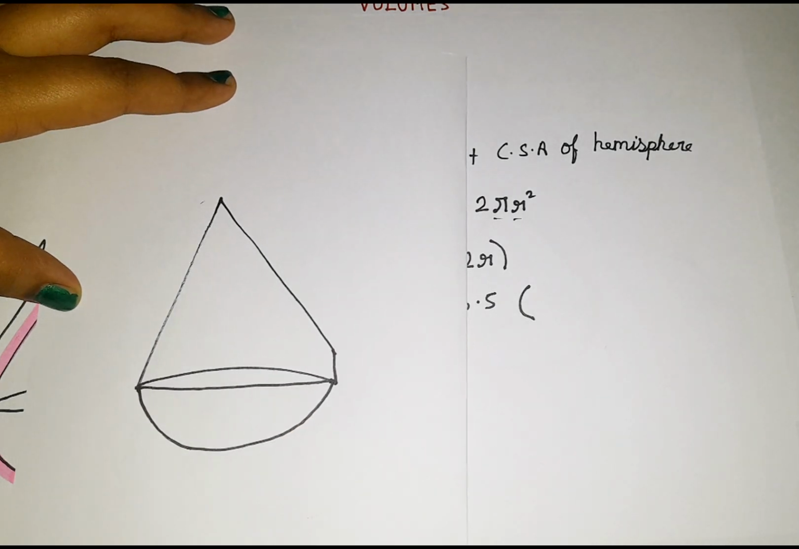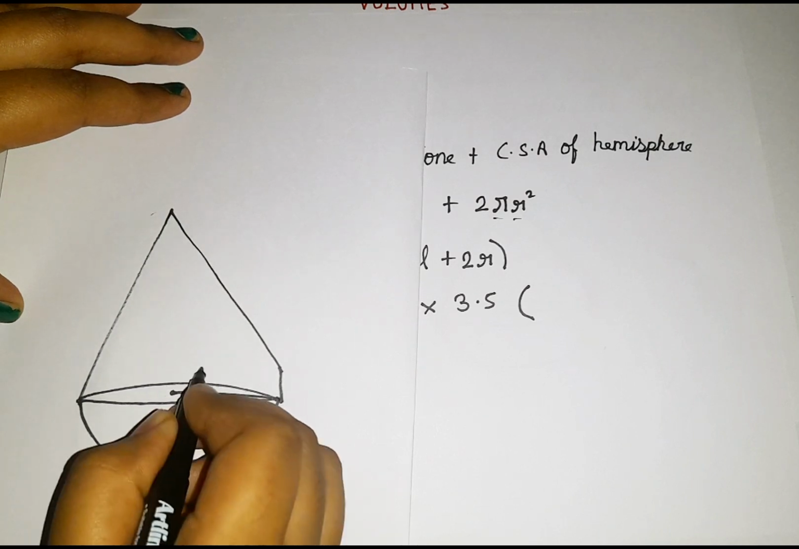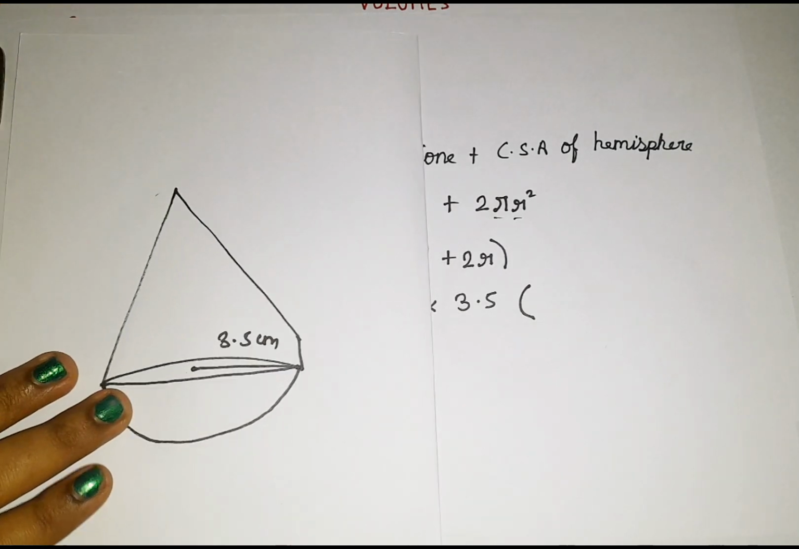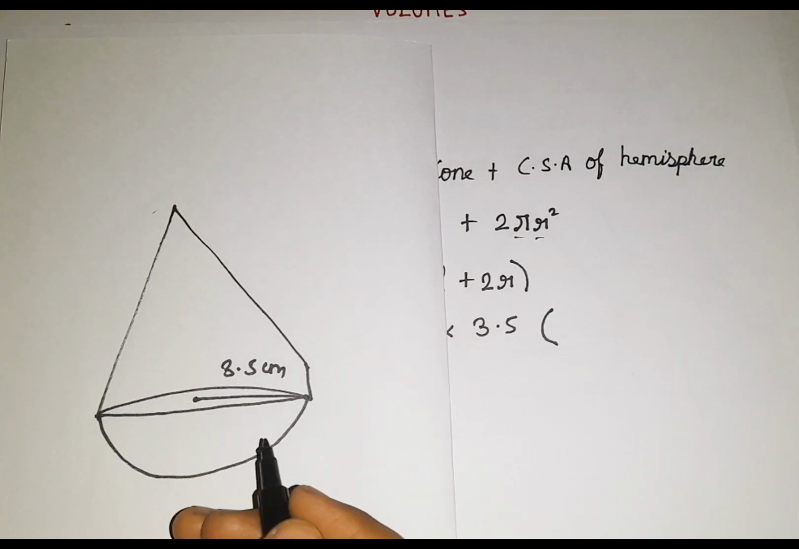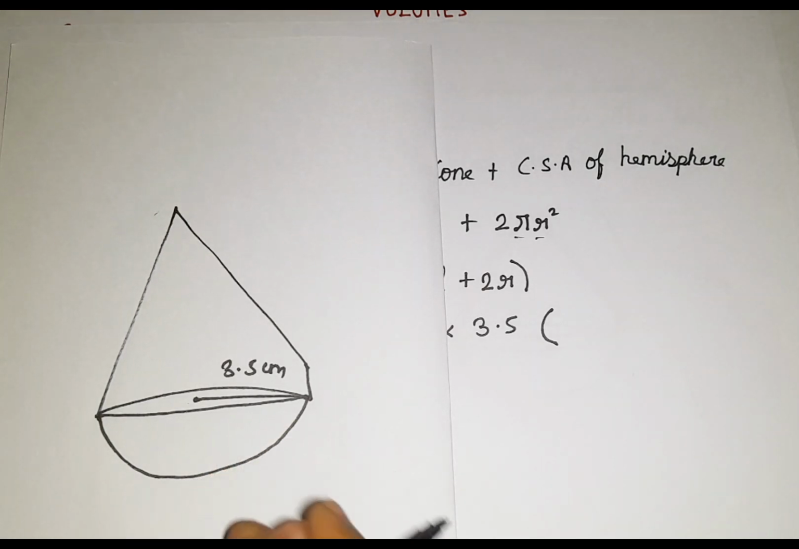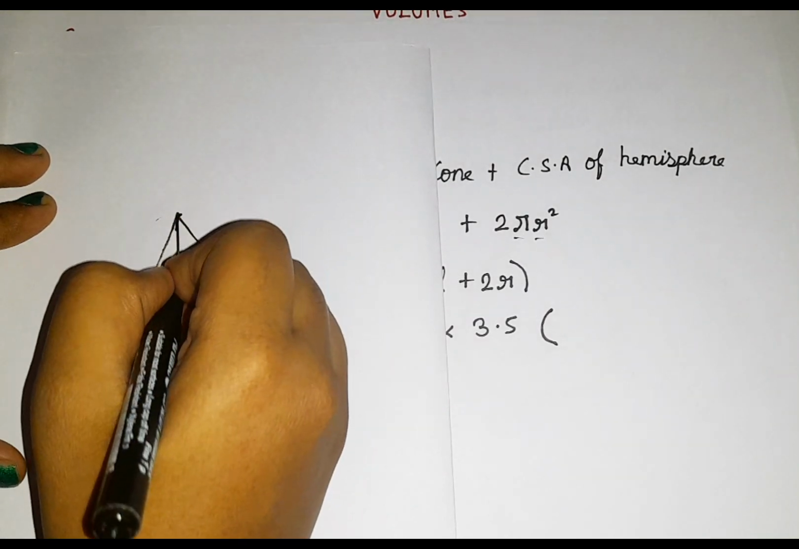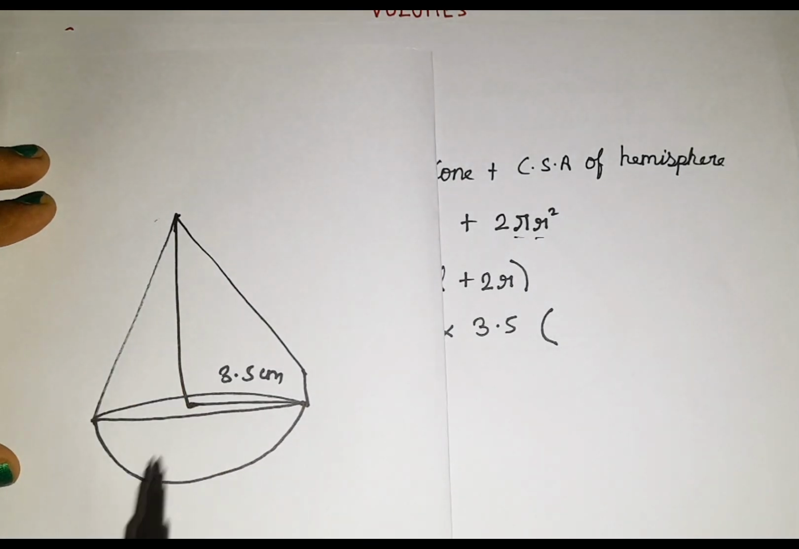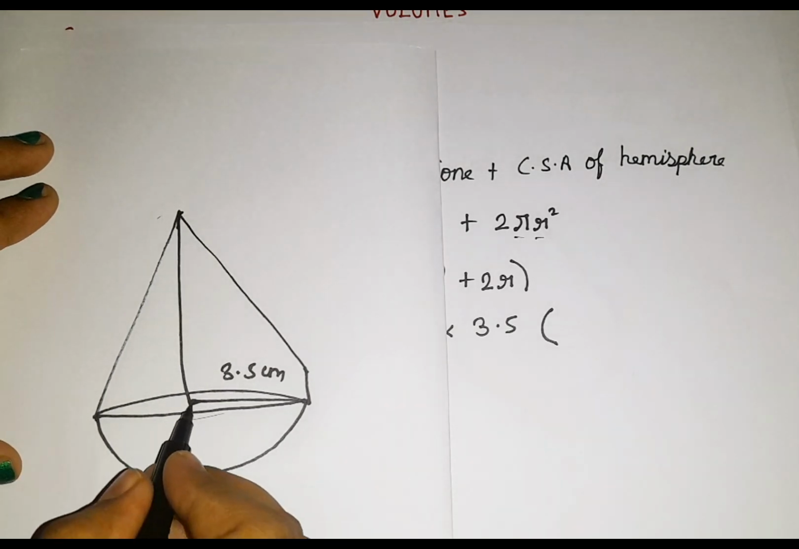So here this is the figure. Since you guys know this is the figure, the radius is 3.5 centimeter, and a hemisphere doesn't have a height, that is the simplest thing I would like to say. The radius of the hemisphere is 3.5 centimeter. One more thing, a hemisphere doesn't have a height, but a cone does have a height. Cone has a height, but the hemisphere has only the radius.